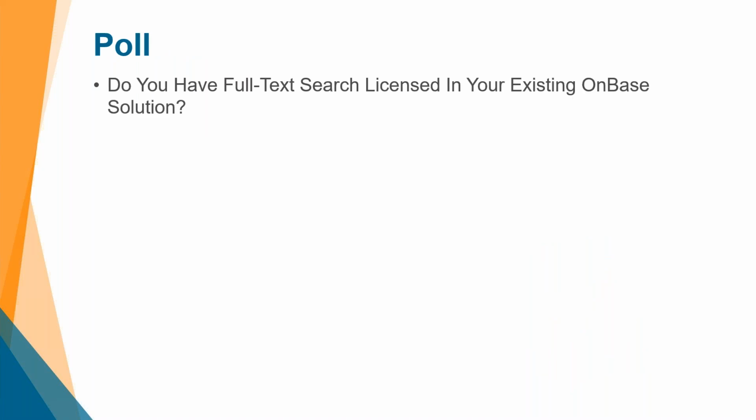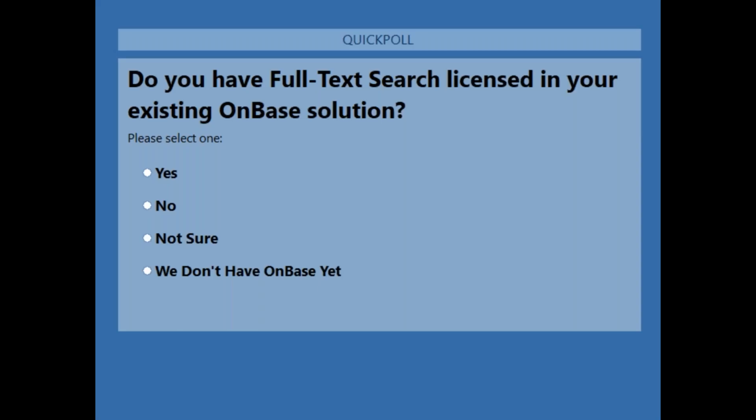So really, before we get started, just to get you clicking a little bit, and hopefully you're not too comfortable at this point in time, I'm going to be launching a poll here in just a moment. Really, I want to gauge the audience to understand, do you have full text search licensed in your organization today? So let me pop that up, take a few moments just to go ahead and answer that question. You can see some of the responses there: yes, no, not sure. Or if you're still looking at OnBase and don't have OnBase licensed yet, please answer that accordingly.